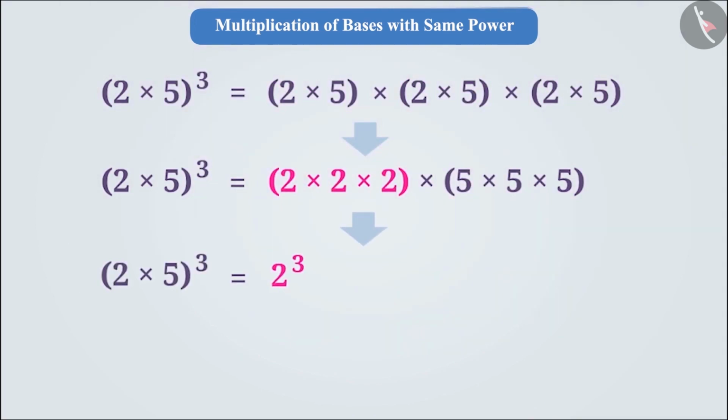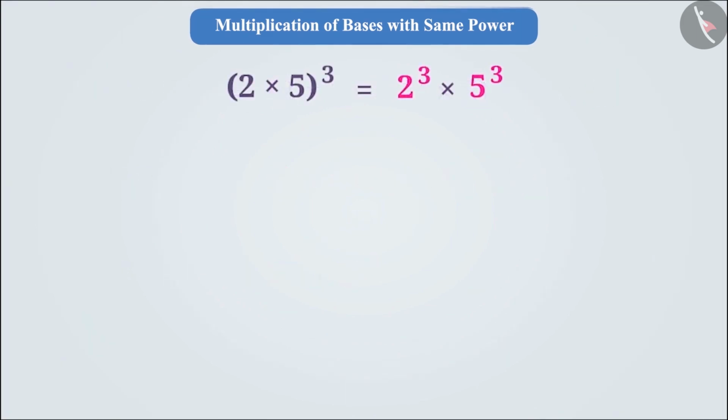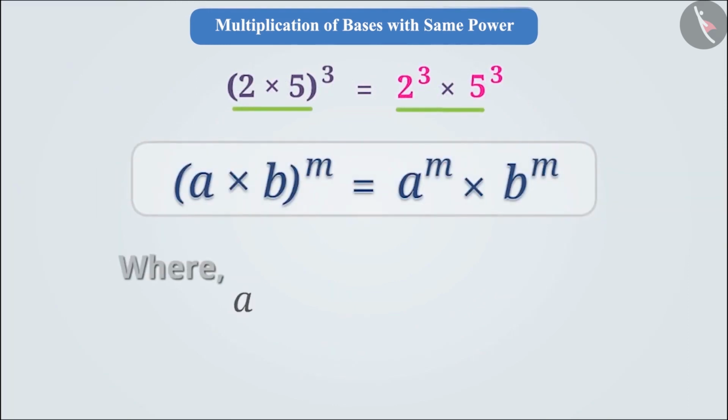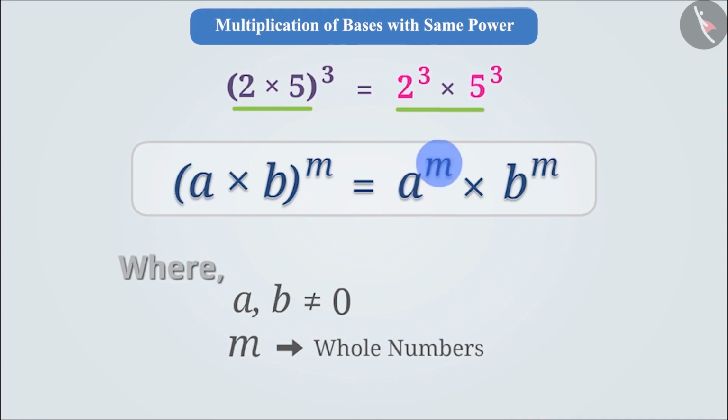In the same way, we can represent 5 as 5 to the power of 3. Now, by looking at the right-hand side and left-hand side, we can say that if a and b are both non-zero integers and m is a whole number, then the expression a multiplied by b, whole raised to the power m, can be written as a raised to the power m multiplied by b raised to the power m. That is, the combined power for multiplication is the power of each term separately.